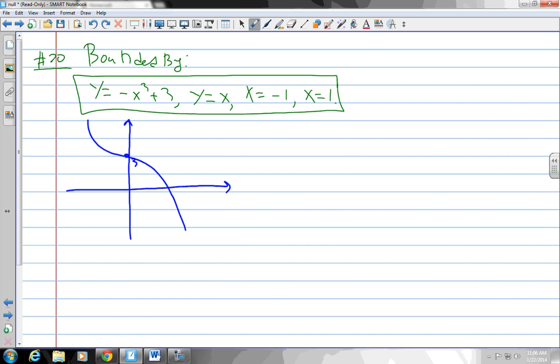This is your line, y equals x. And then you have a line x equals -1, which is a vertical line. And then you have x equals +1, which is a vertical line, right? It actually cuts it through here because it goes up to 1 and this is 2. So you have this shape.